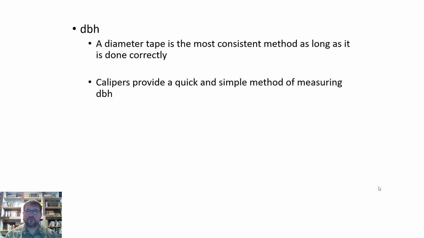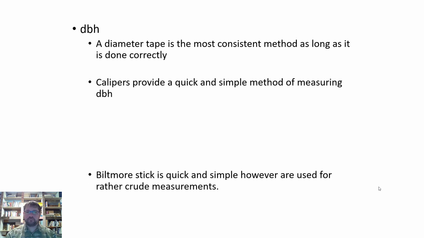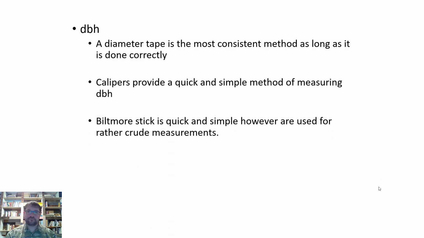Okay, calipers, just a little bit about them. They're quick, simple. Most people know what a caliper is. I'll show you a picture of it, but a caliper is just measuring the distance between 2 points. You stick it on the tree, get the measurement, move on to the next tree. Really easy. Works good, but again, it's not the best method in my opinion.